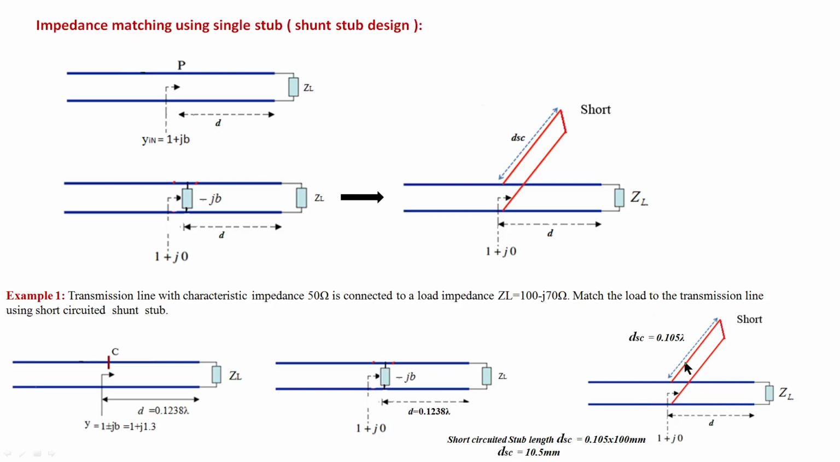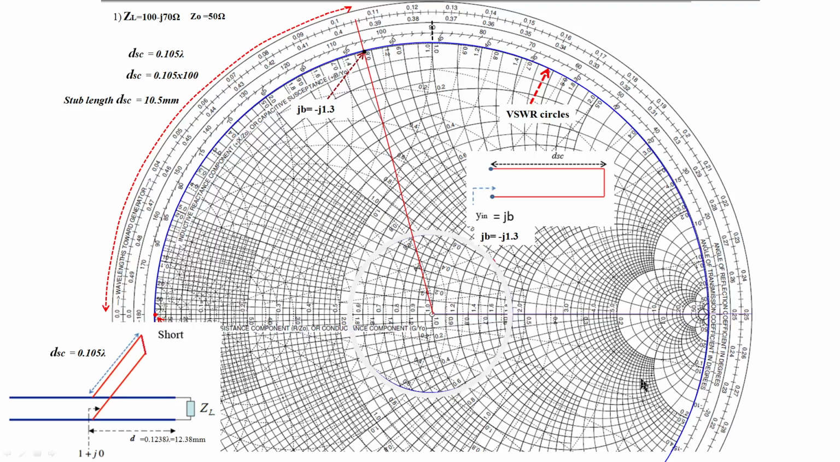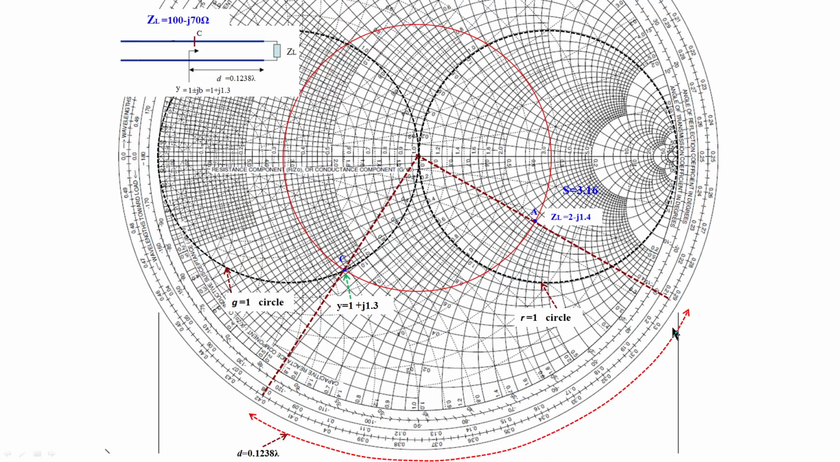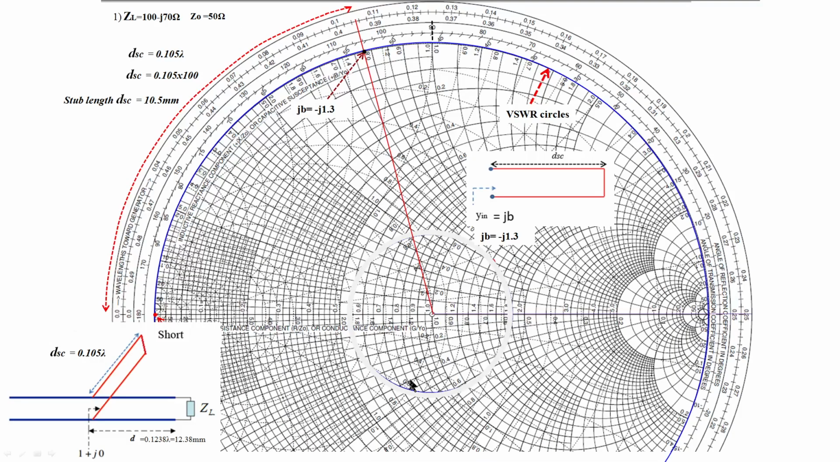Okay, we connected this stub. Where did we connect the stub? That is at a distance D. How to do that? That is this way. This is the procedure. And what is the length of the stub? See, this length of the stub is based on the susceptance here. To get this length of the stub, we use this value.